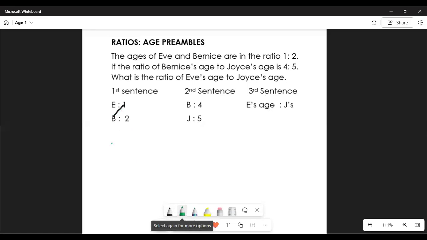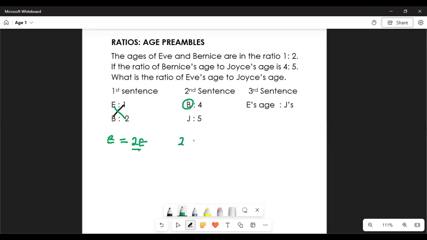So when you map B to 1, it will be B multiplied by 1, which is B, Bernice's age, the same as E multiplied by 2, and that will give us 2E. So it means that Bernice's age is twice that of Eve's age. So we come to the second sentence and you realize that there is B here. So you do your substitution. B is the same as 2E.